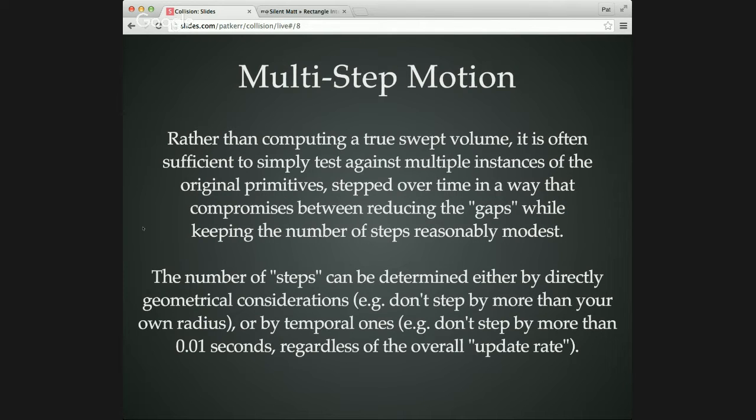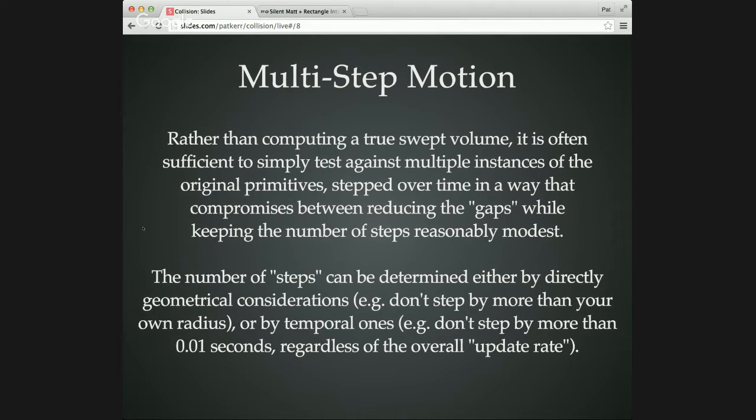So how many steps do you need? Well, you can figure that out from geometric considerations, where you make sure that each step is not more than your own radius, so that there's always a little bit of a connection, with each of the multi-steps slightly overlapping each other. Or you can use time-based considerations, where you say something like, never move by more than some small fraction of time in a single step.